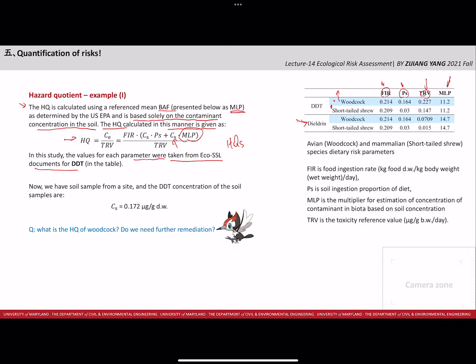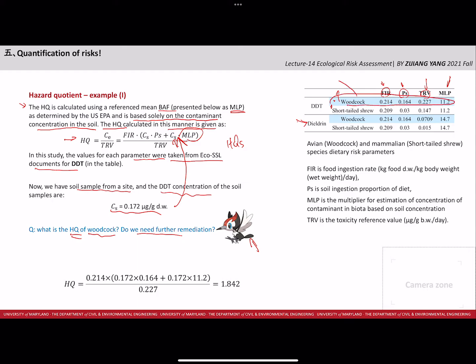In this case, we have a soil sample from one site and the DDT concentration of the soil. The question is, what is the hazard quotient of the woodcock, and do we need further remediation? We have already calculated this. Basically, we plug CS in here, and because this is a bird, we use this one. Then we plug in the numbers, and after calculation, HQ equals 1.8, which is greater than 1. So further remediation or further action is needed.